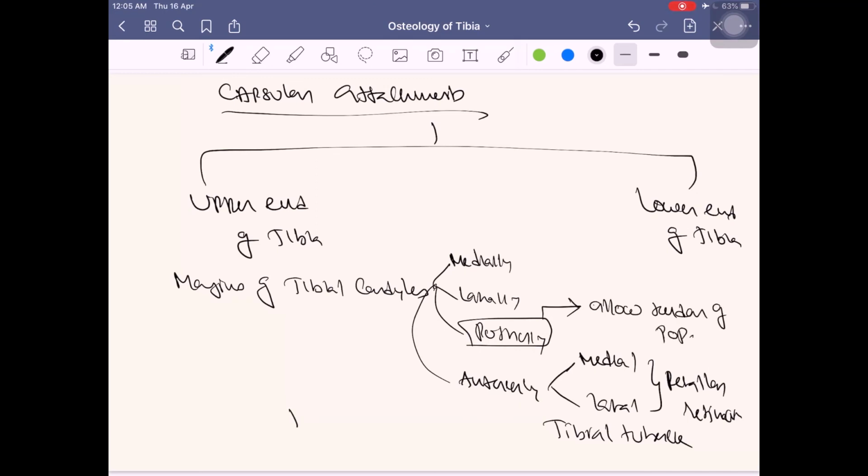At the lower end of the tibia, for the ankle joint, it is attached to all the margins of the articular surfaces of the lower end. That means all those 5 surfaces which I told you about, the capsule attaches to all these margins. So let us see this capsule.